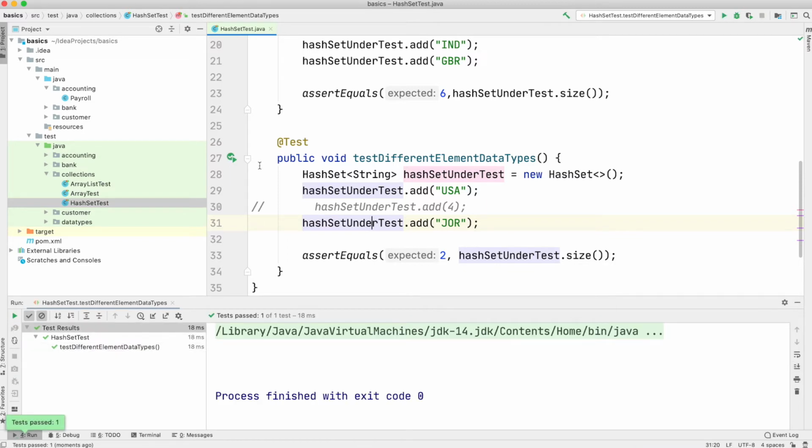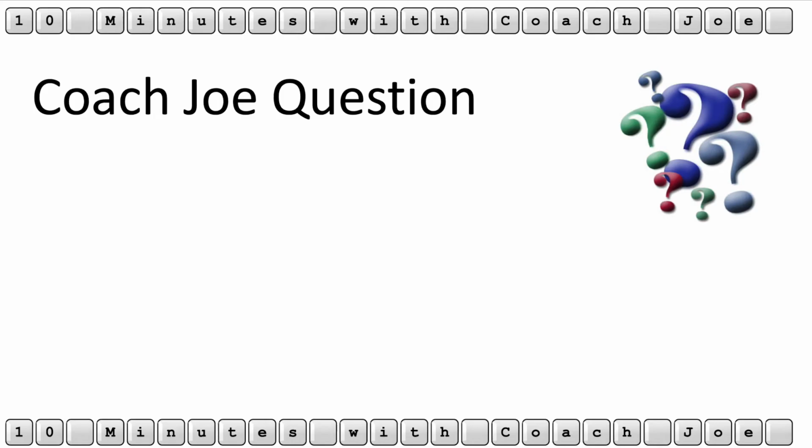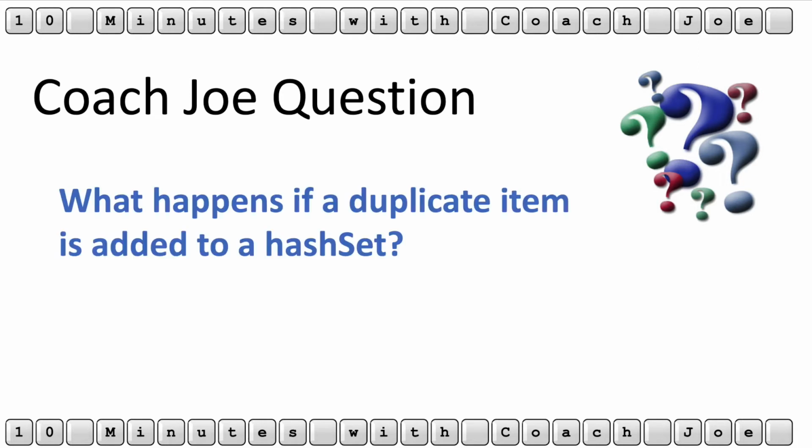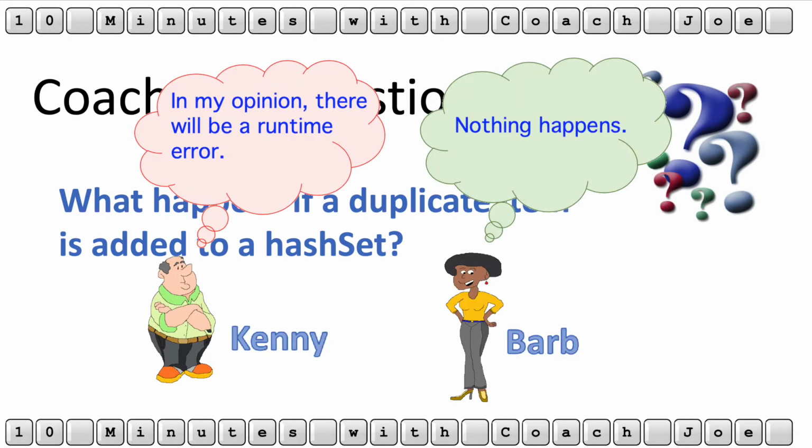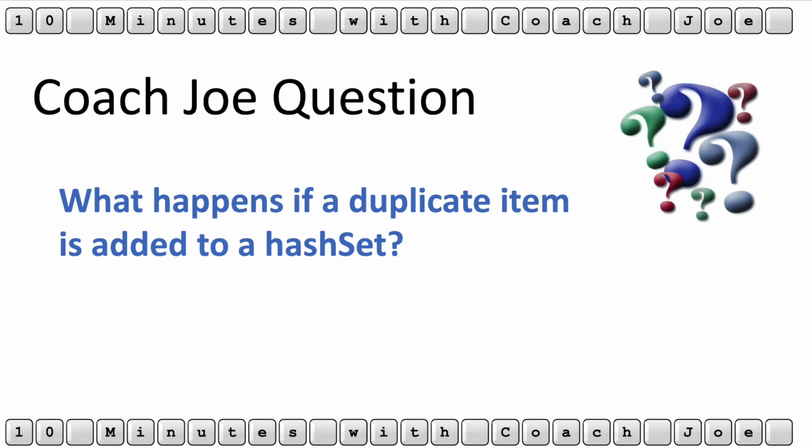And it passes. Time for a Coach Joe challenge question. In the rules and guidelines for a hash set, I stated duplicate elements were not allowed. So my question is, what happens if a duplicate item is added to a hash set? One vote for runtime error and another vote that nothing will happen.